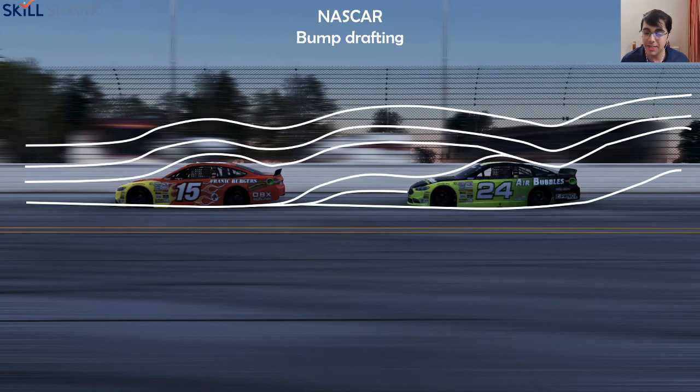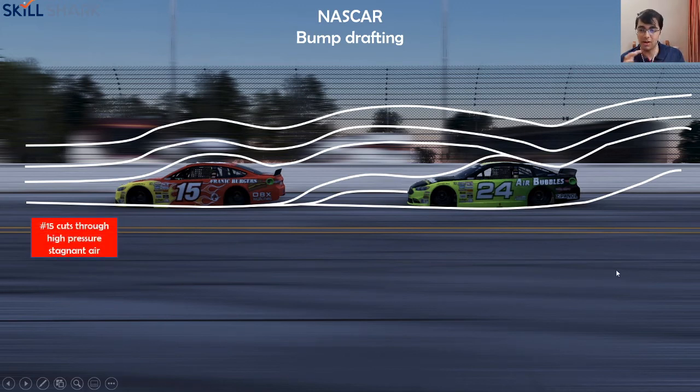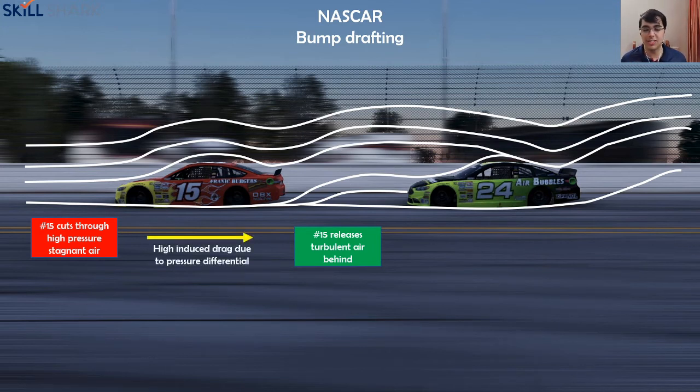So what happens is the number 15 cuts through high pressure stagnant air. Remember, air is actually stagnant with respect to the car. So in this frame, when the car is cutting through that air, it is high pressure to start with. And then of course air goes below these cars, and these cars actually don't have proper diffusers or anything. So it releases air pretty badly behind. That causes turbulent air, and so the red obviously indicates high pressure. This green zone indicates low pressure. What happens because of that? High induced drag. So this car is doing all the work.